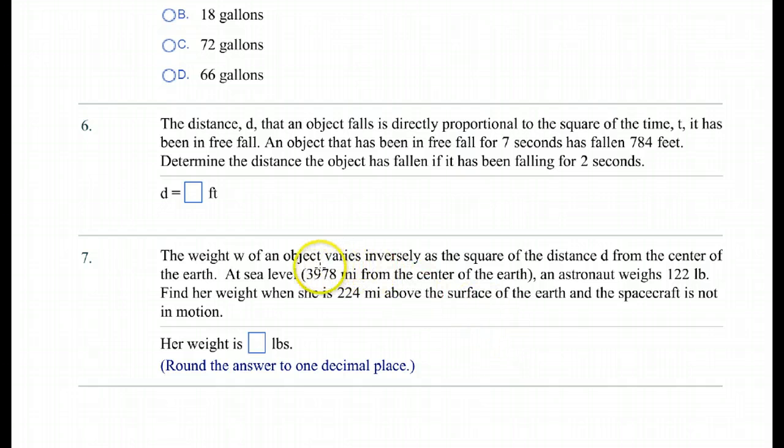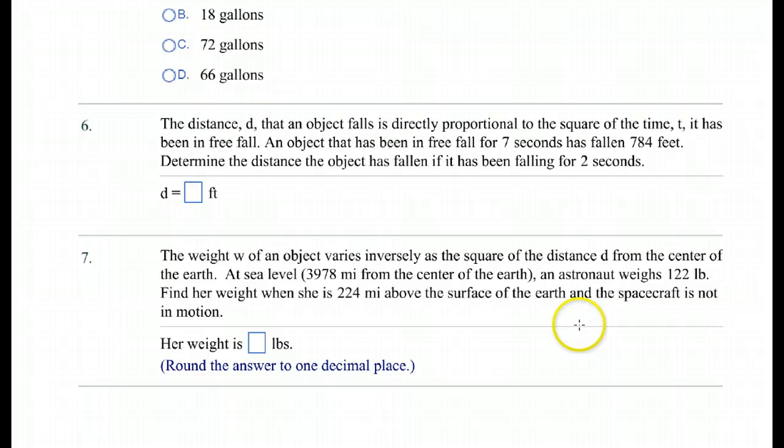So remember, whenever you see varies directly as or varies inversely as, what comes before that you want to let be the dependent variable, y. What comes after that you want to let be the independent variable, x, or whatever they're giving you in this case. And then they're telling us that at sea level, which is 3,978 miles from the center of the earth, the astronaut weighs 122 pounds.